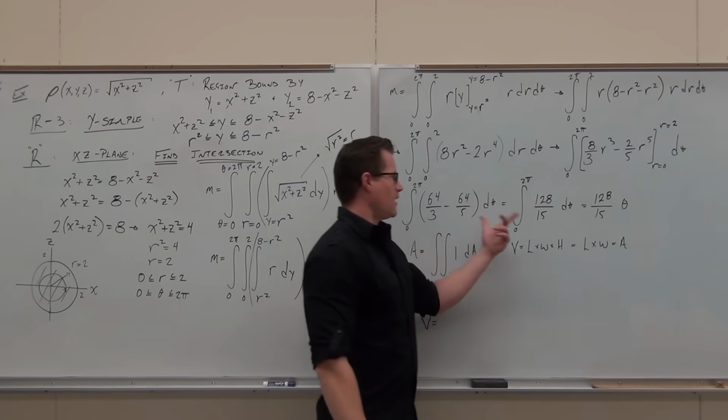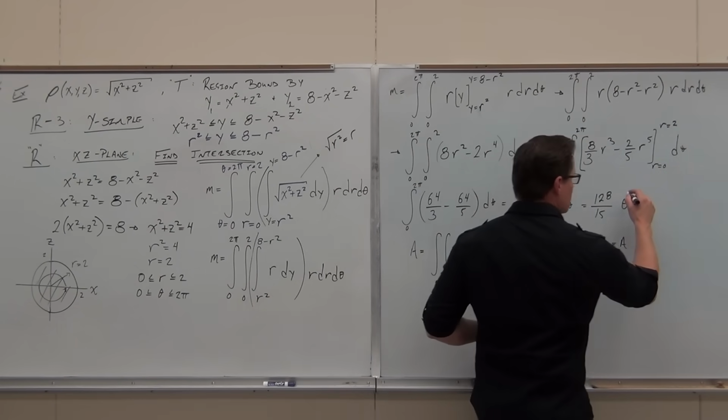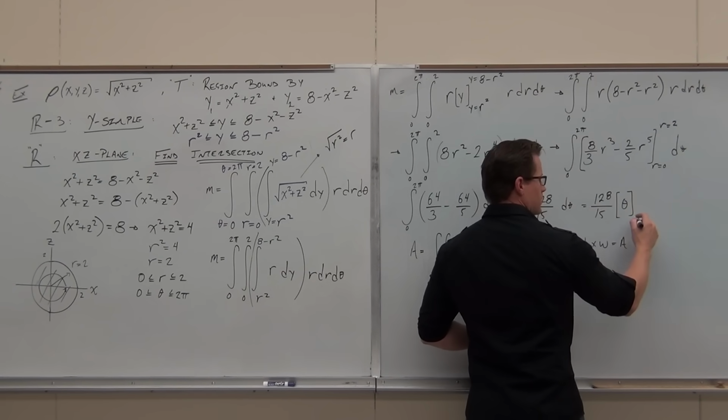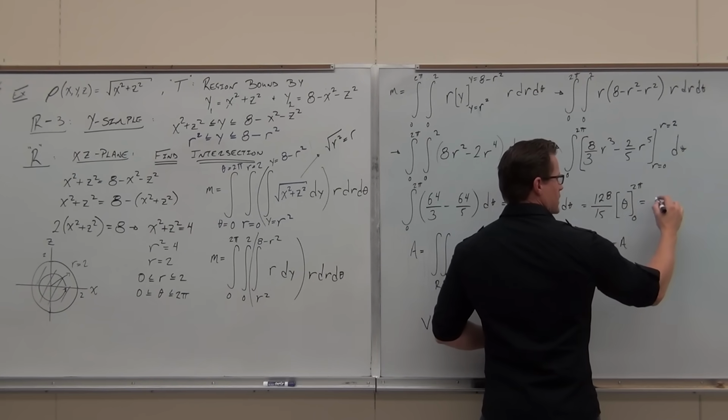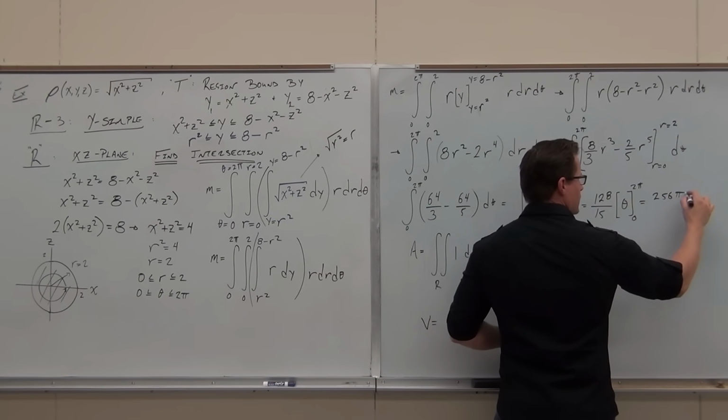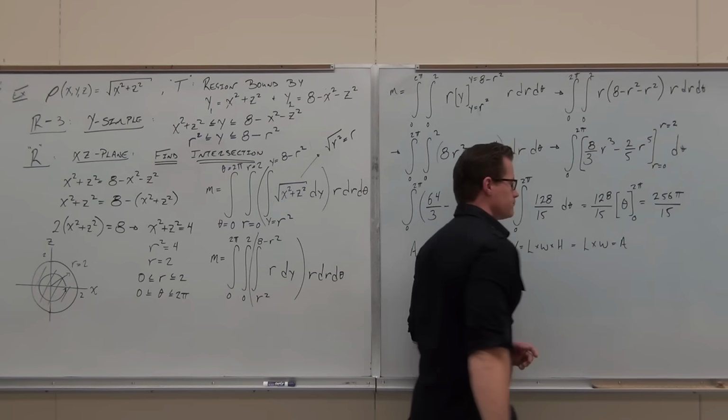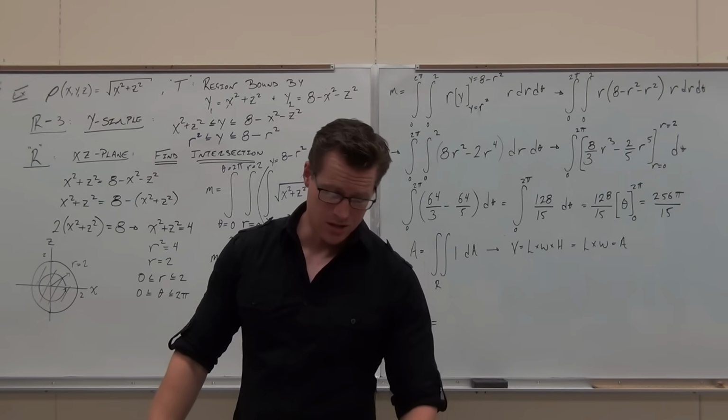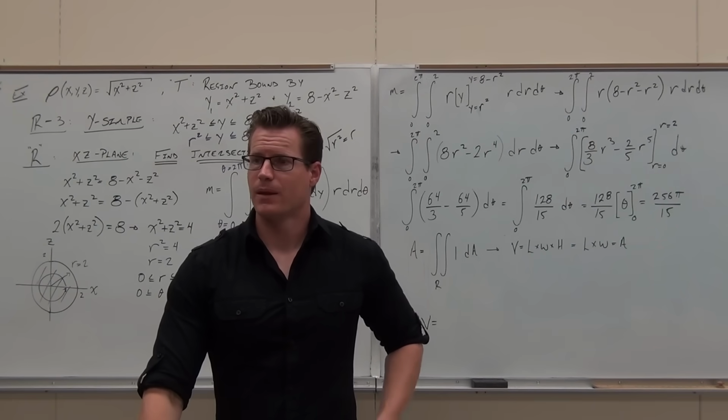If we integrate a constant with respect to theta, we get theta. We plug this in. Theta equals 0 to 2 pi. Looks like we get 256 pi over 15. I think that's pretty much it. We're able to get it.